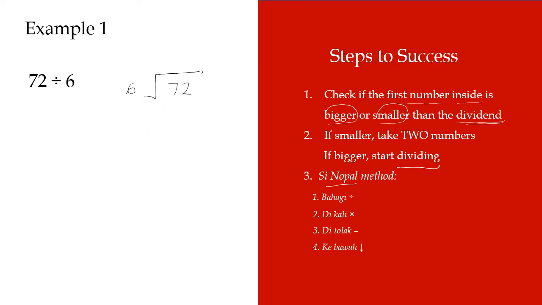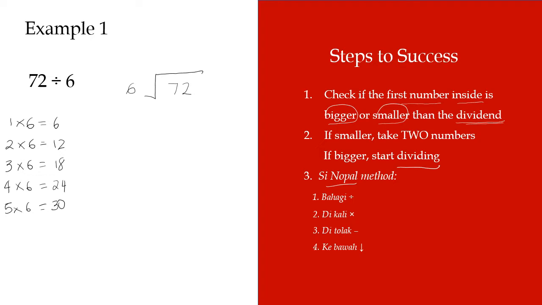Before that, I think it helps if you write down timetable 6 on the side. So 1 times 6 is 6. 2 times 6 is 12. 3 times 6 is 18. 4 times 6 is 24. 5 times 6 is 30. I think that will do.